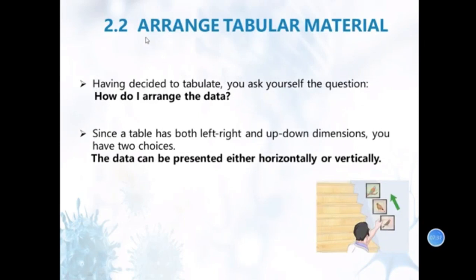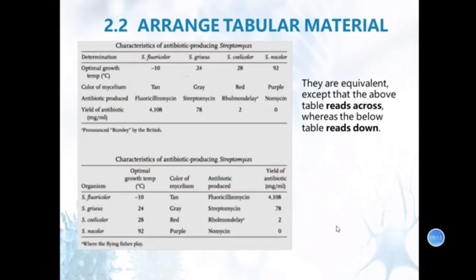Then, when we need to use a table, we should arrange the table material. How do we decide how to tabulate? You ask yourself the question, how do I arrange the data? Since a table has both left and right, and up and down, that means you have two choices. The data can be presented either horizontally or vertically. Which one do you choose?